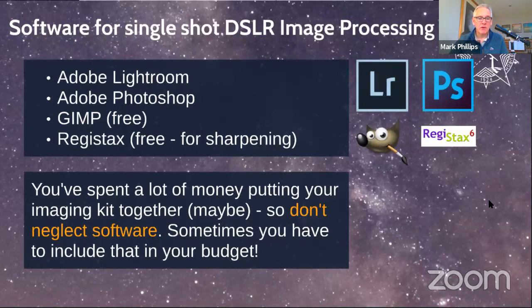Another slight tip, you spent a lot of money buying a telescope and your imaging kit, probably. So don't neglect your software. Sometimes it's worth buying a bit of software. Just consider that as being part of your imaging budget. If you can bear it, it feels a bit intangible, a piece of software that you should be paying for it. But as a former software developer, I can tell you, you need to buy software. It's good.